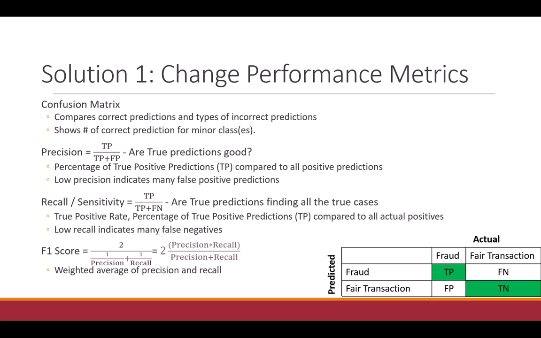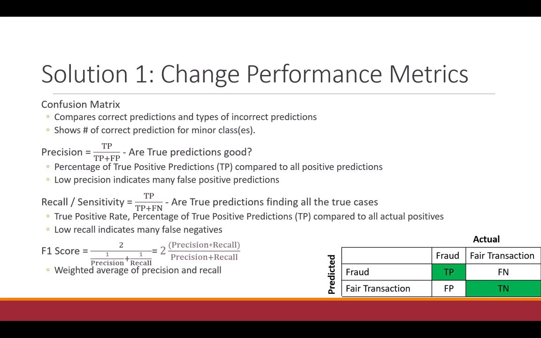In the case of precision, the question we're asking is, are we getting true predictions that are actually good? In other words, are we getting values back that are in and of themselves good predictions? Note how it says here, the percentage of true positive predictions compared to all positive predictions. So we're capturing what's necessary. The problem is that with low precision, we have false positive predictions. So that may be something that we need to consider.